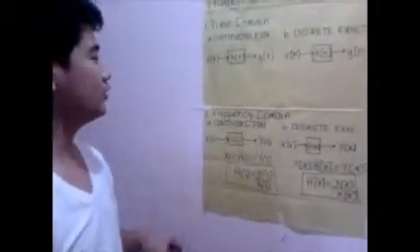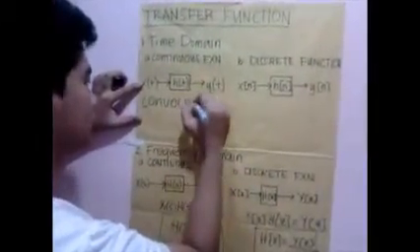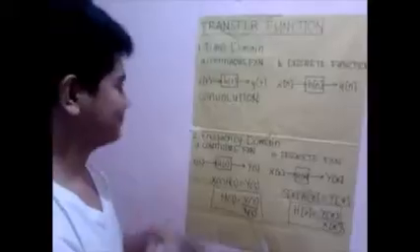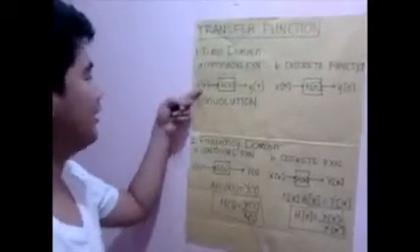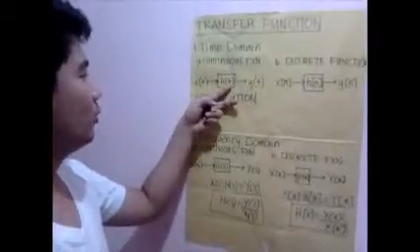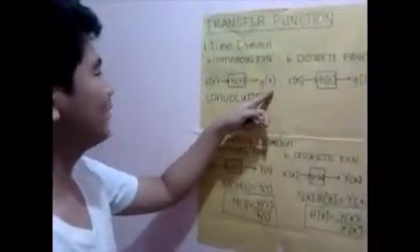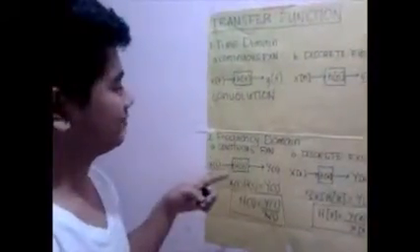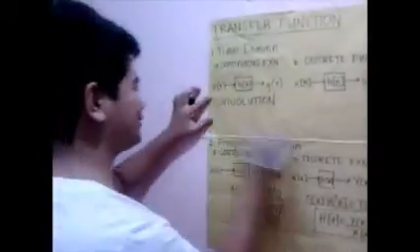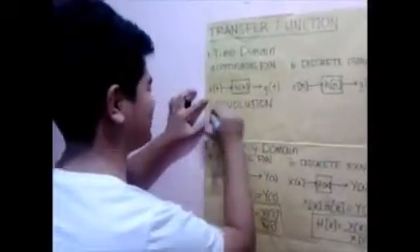Now for the time domain, we have the convolution operation. To be able to get the impulse response of the time domain, we have to convolve X of t and H of t to be able to get Y of t. And to be able to find the impulse response, we have to state the equation first.